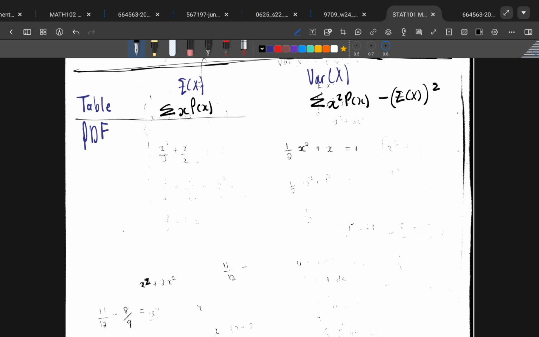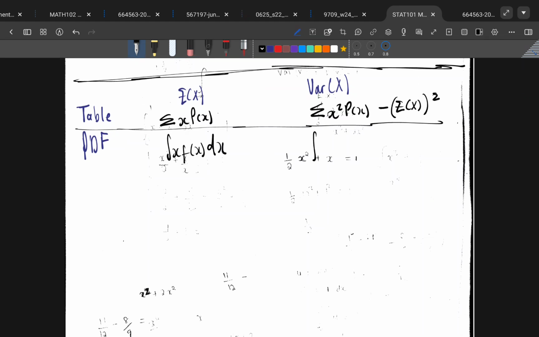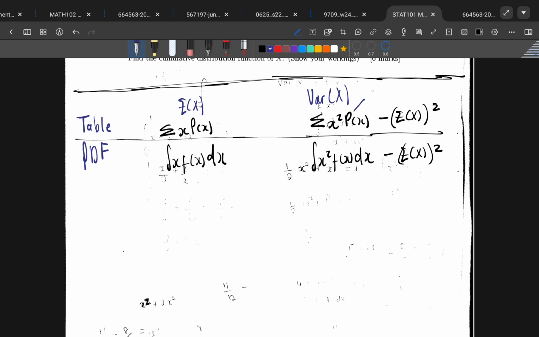Then now we saw that for probability density function, it is going to be the integral of x times f of x with respect to x, and you're going to have the expectation. Then for here it is the integral of x squared times f of x with respect to x, but it's going to be again minus the expectation of x all squared. Remember we say that this thing is also called the expectation of x squared.